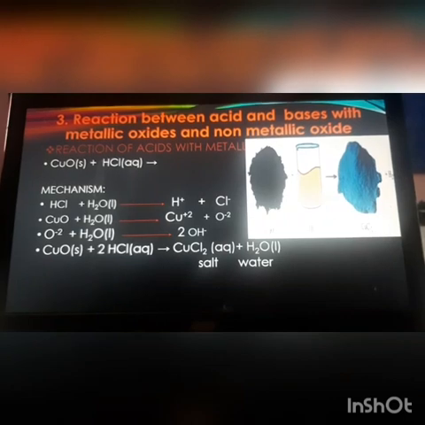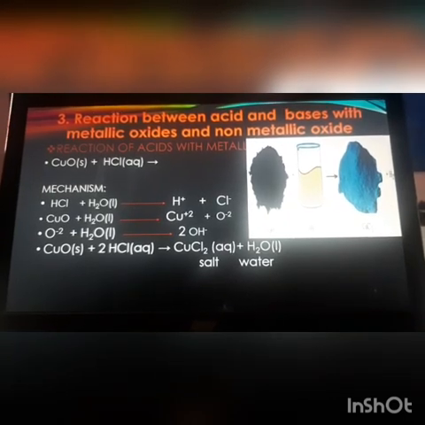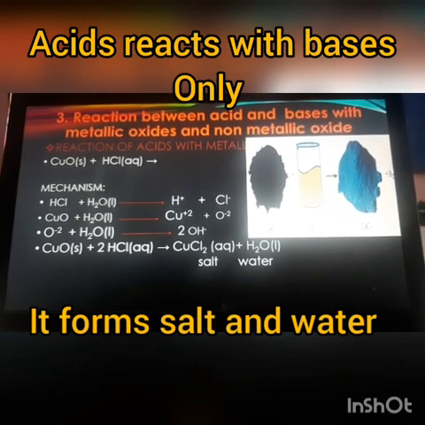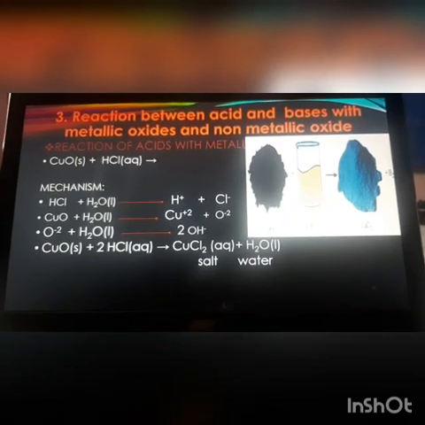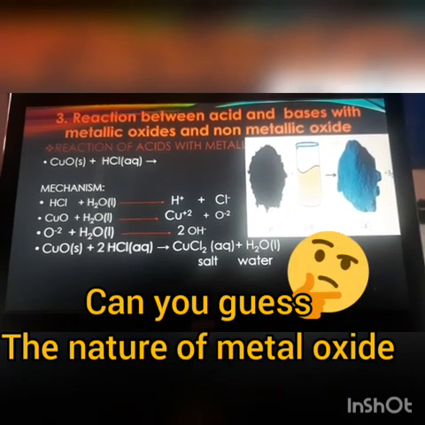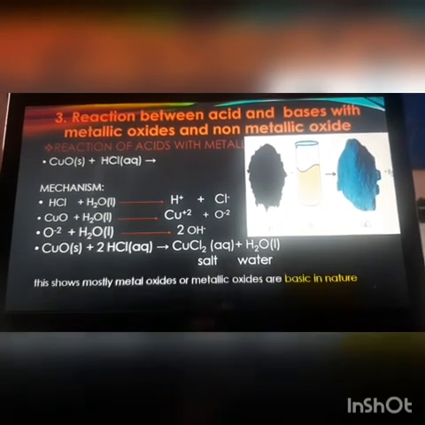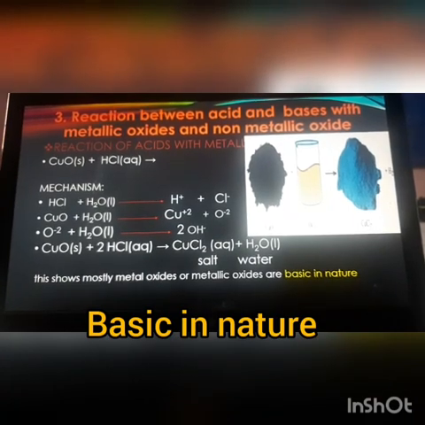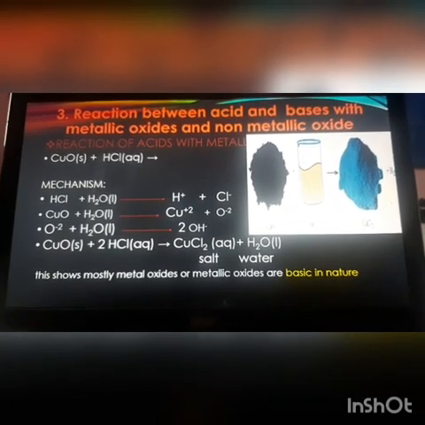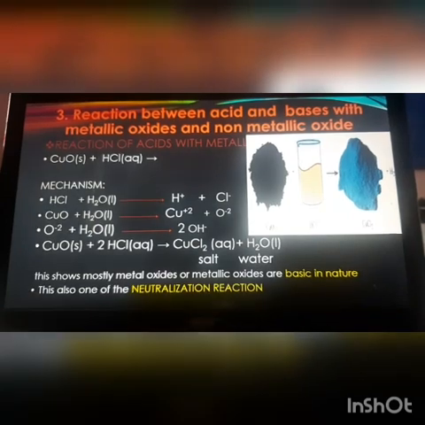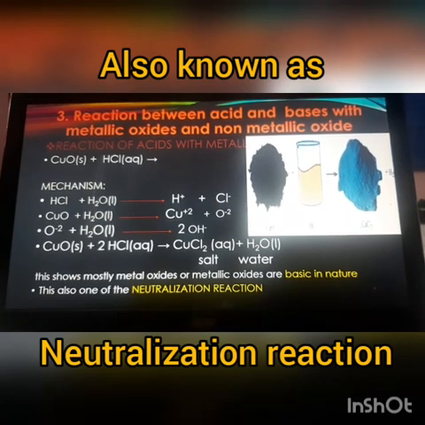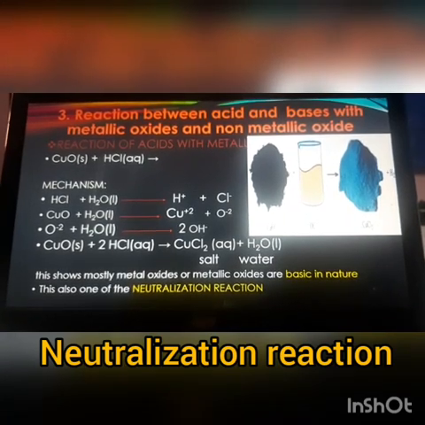And previously we studied that when an acid reacts with a base, it results in salt and water. So here the acid is reacting with the copper oxide, and again it is resulting in salt and water. So can you guess what the nature of the copper oxide will be? Yes, copper oxide and other metal oxides are usually basic in nature, so they behave like a base. As they are basic and they react with the acid, again they form salt and water. So this is also one of the neutralization reactions.